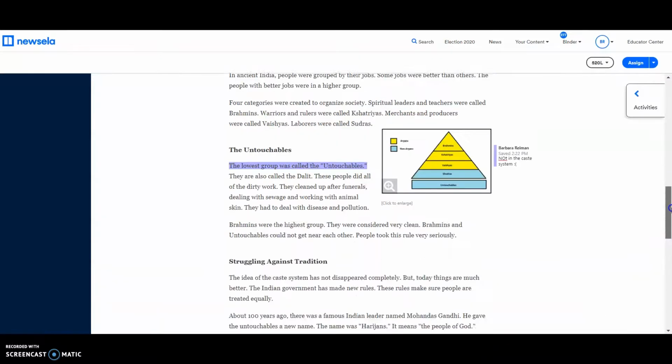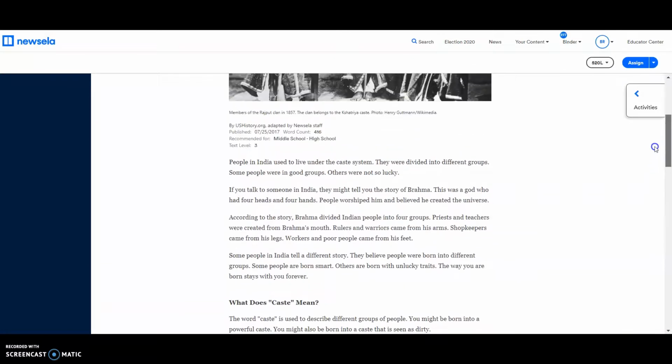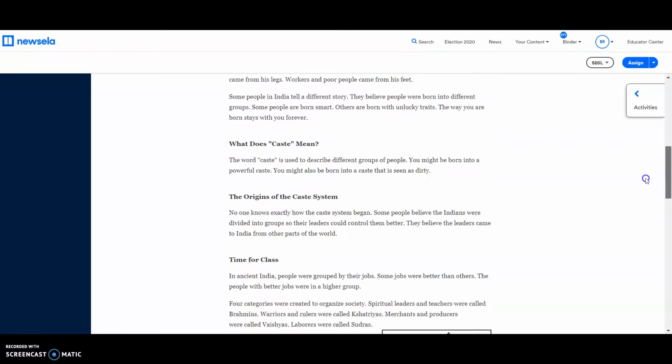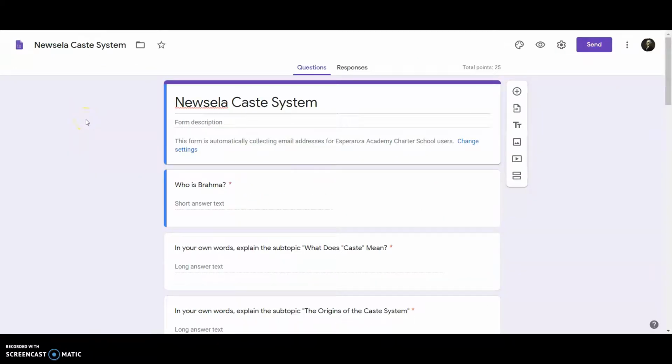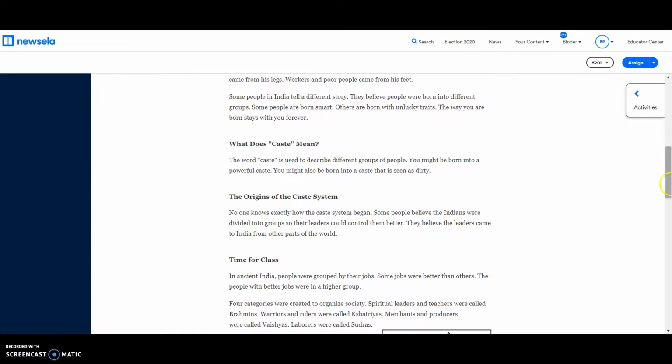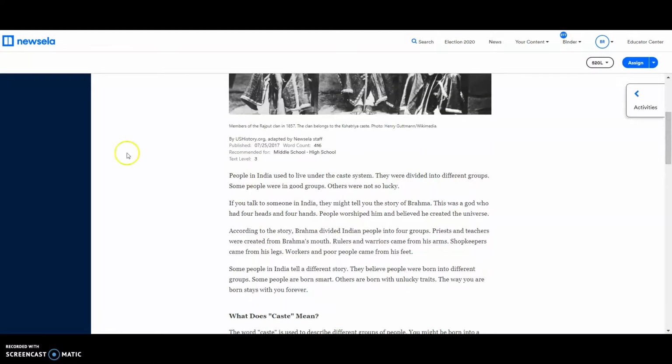Okay, so once you're done reading, you're then going to annotate each subtopic, which I'm going to show you here. Once you're done reading, or as you're reading, you're going to fill this in. So it asks you who's Brahma. So you just come back up to your reading, and it tells you who Brahma is right in here. Here's Brahma. So just read, and it'll tell you who Brahma is.